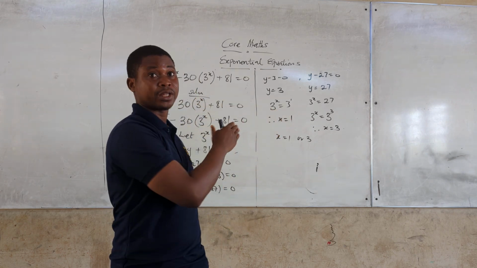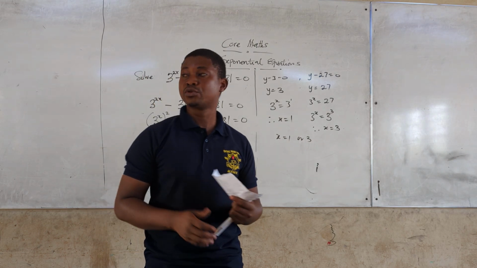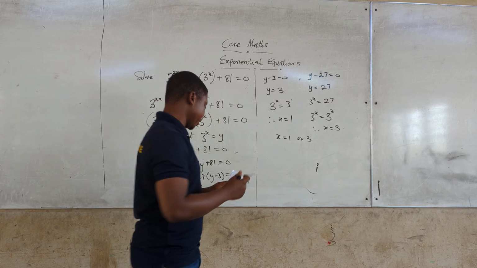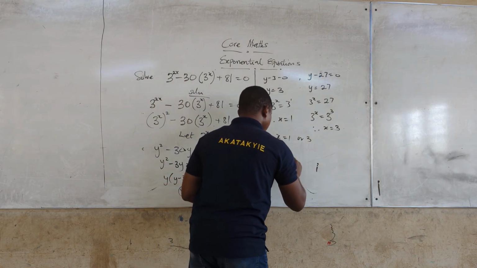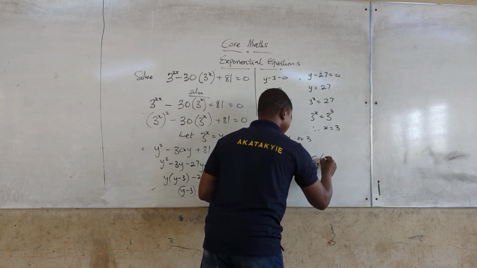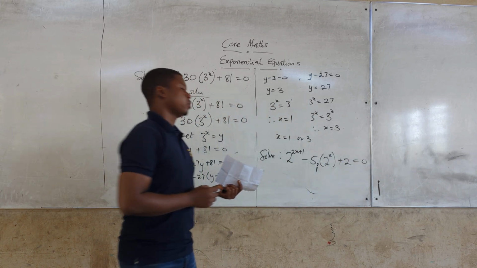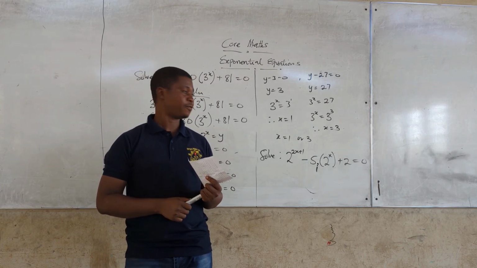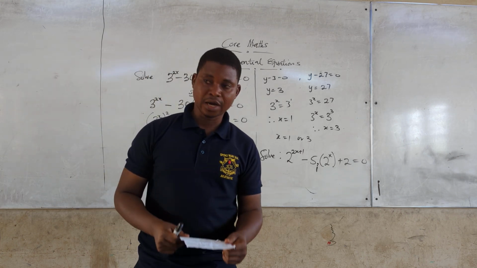So I'll give you one of this type of question to also try. And if you're able to solve it, you send that one also through my WhatsApp line 0246 4263 43. So we have solve 2 to the power 2x plus 1 minus 5 into bracket 2 to the power x plus 2 equal to 0.